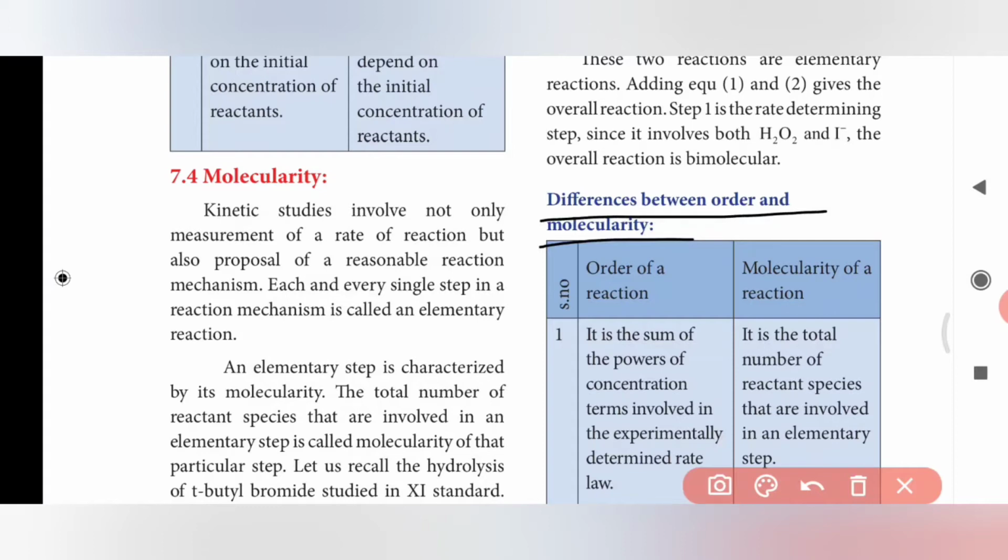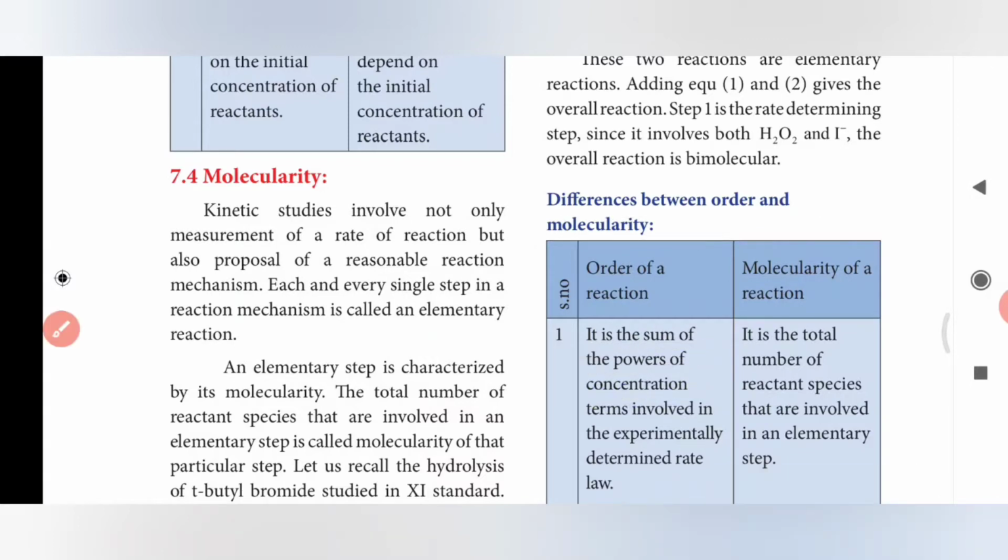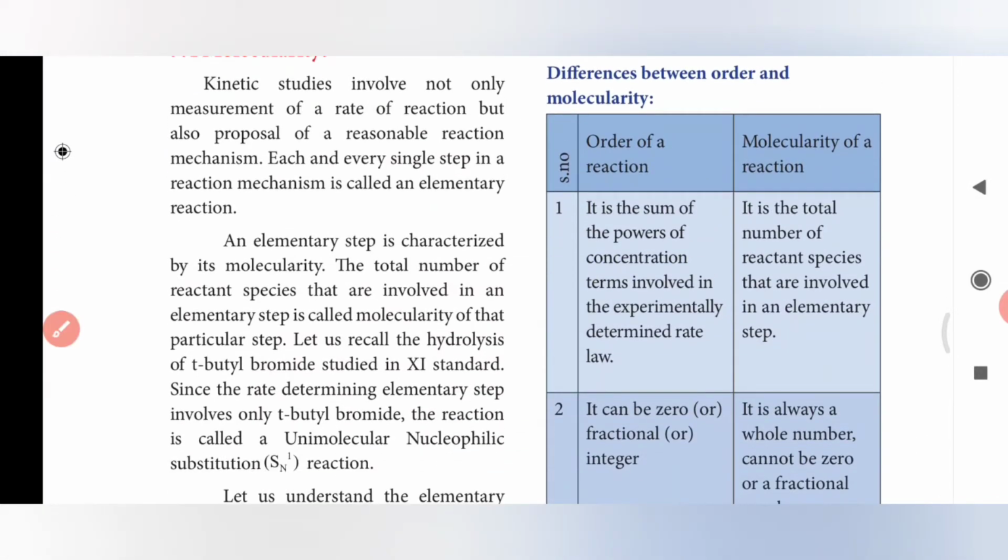Order of reaction. It is the sum of the powers of the concentration terms involved in the experimentally determined rate law. Okay, the order is nothing but the powers of the concentration terms. The overall order is the sum of the powers of the concentration.